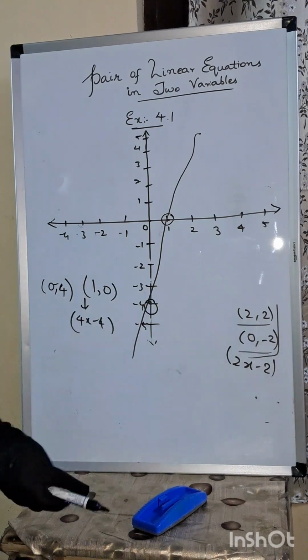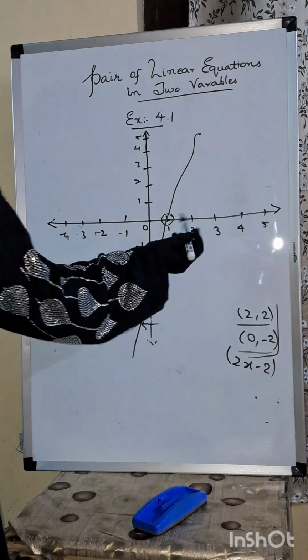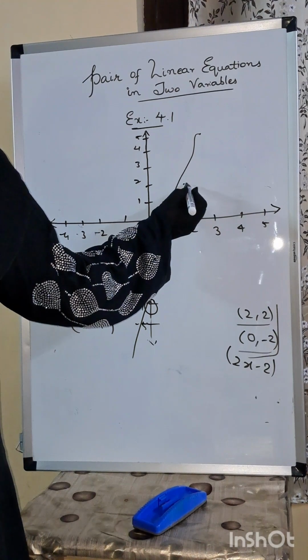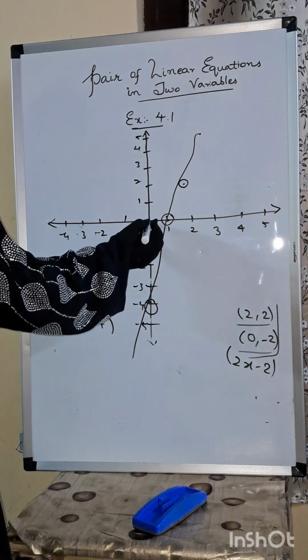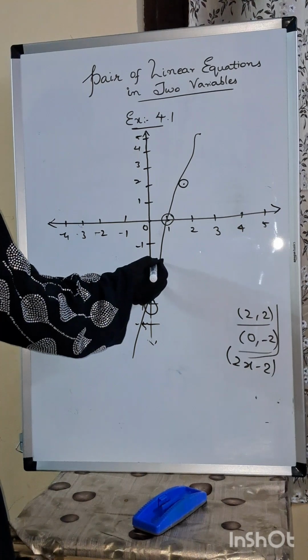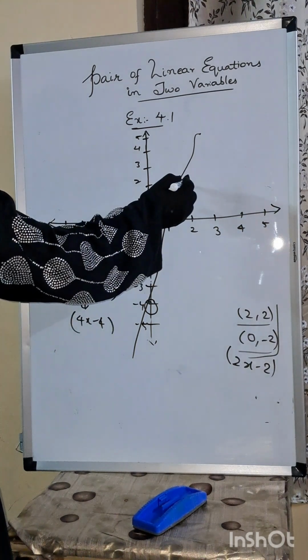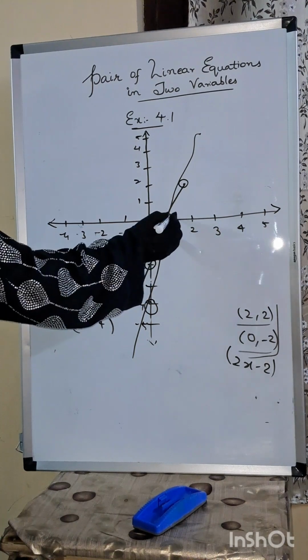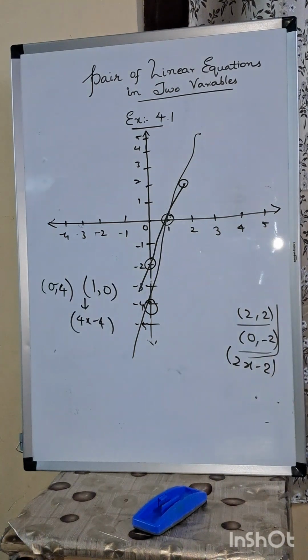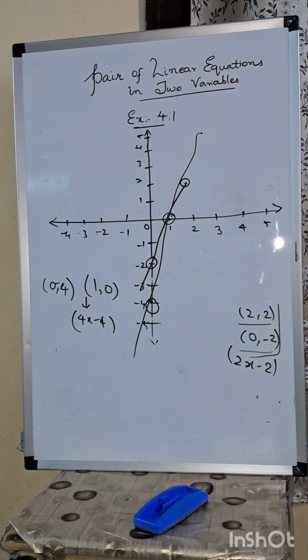Okay, this is one line. And next, 2 comma 2 means here 2, right? And also 0 comma minus 2, 0 on x and minus 2 on y here, right? So if we join them, look, they are intersecting. So these lines are nothing but intersecting lines.